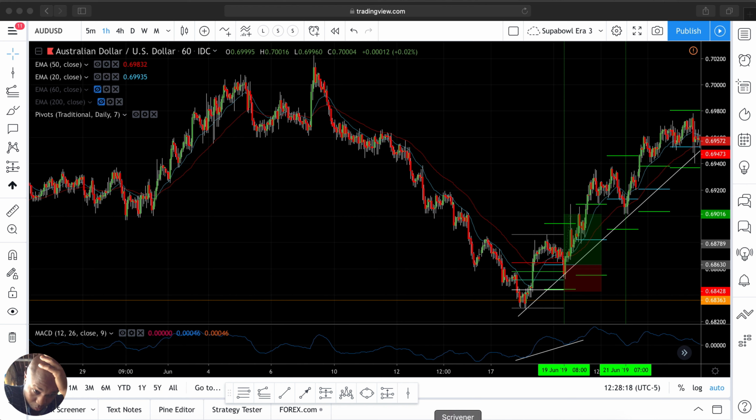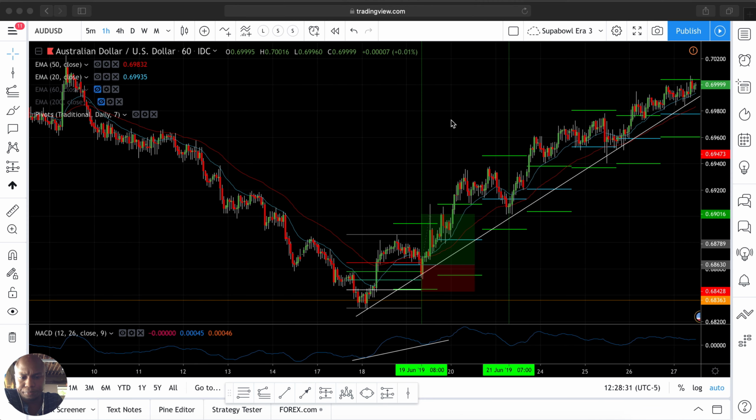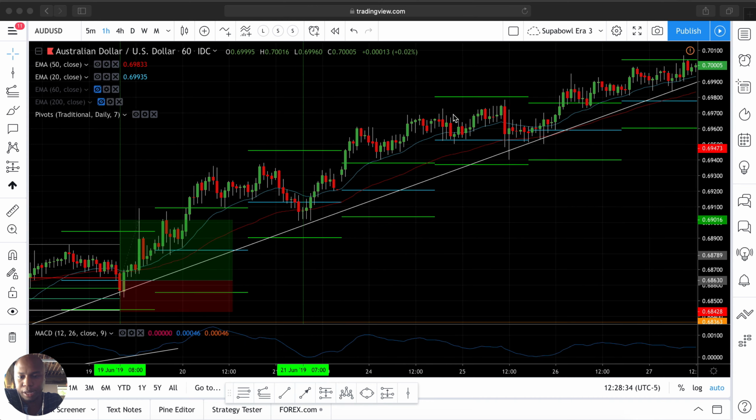What up, traders? So I just wanted to show this AUDUSD pair as a really good example of an advanced breakout and how to manage it. Some ideas that I'm going to be playing around with.